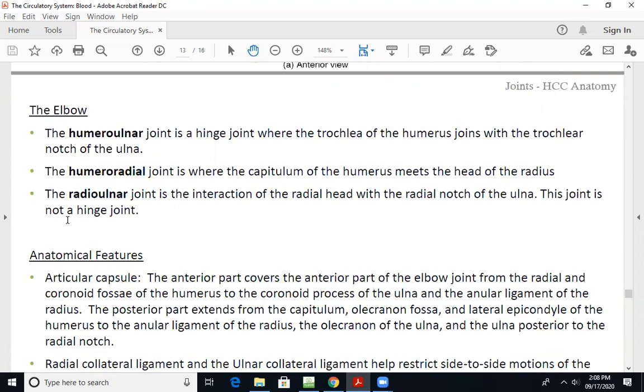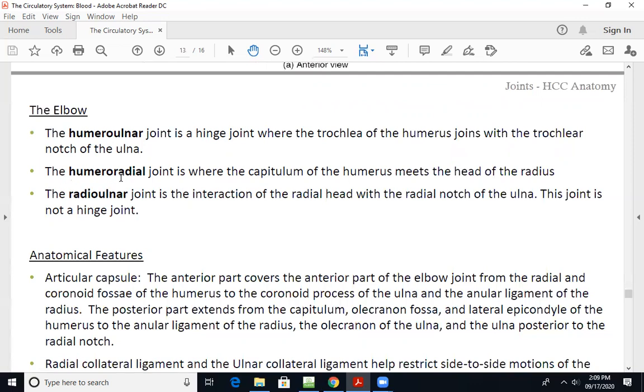Now, like the shoulder, we can point to three different joints when talking about the elbow as a whole. What we call the humeral ulnar joint would be what we would classify as the true elbow joint, which you might want to write down. This is the hinge joint where the trochlea of the humerus joins with the trochlear notch of the ulna, enabling you to flex and extend your elbow.